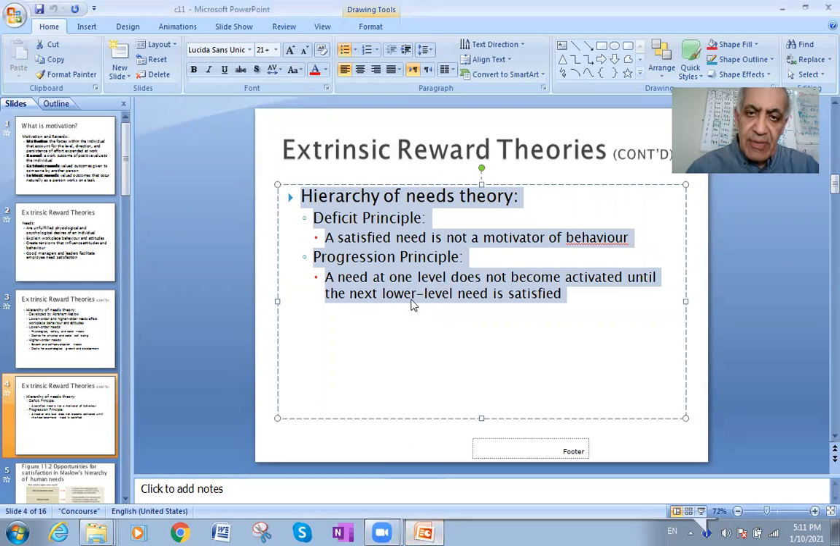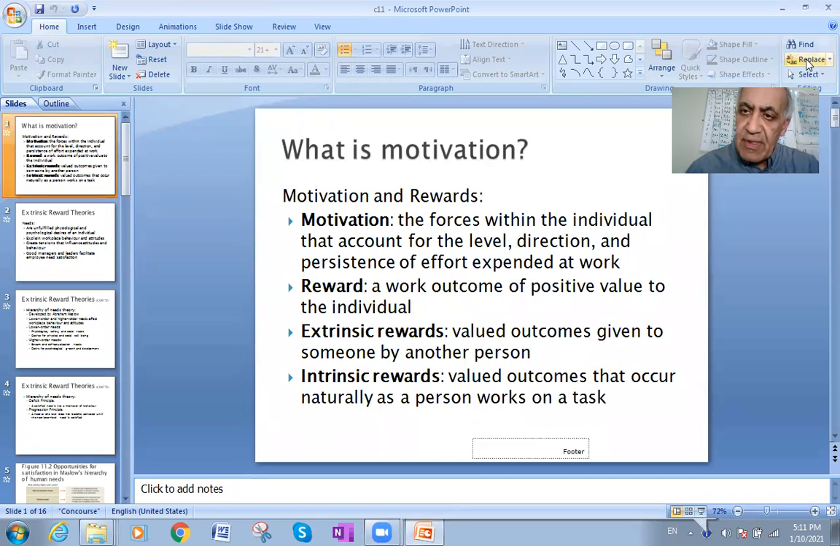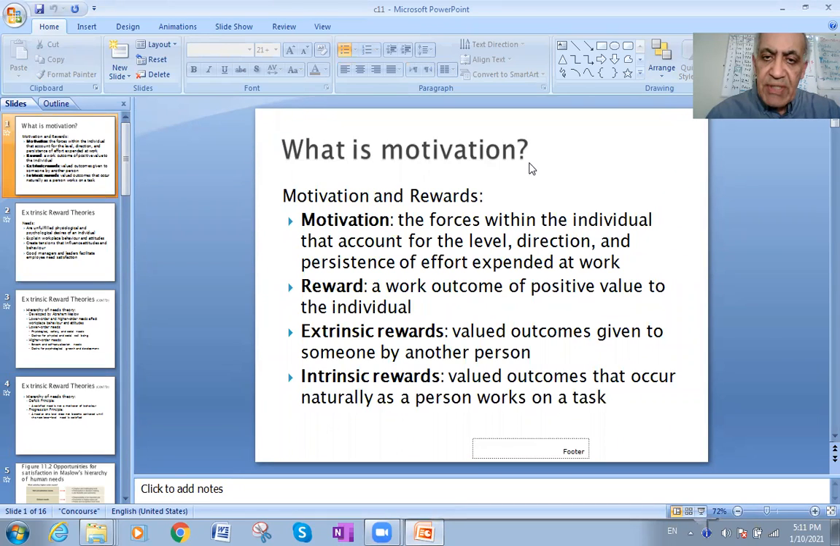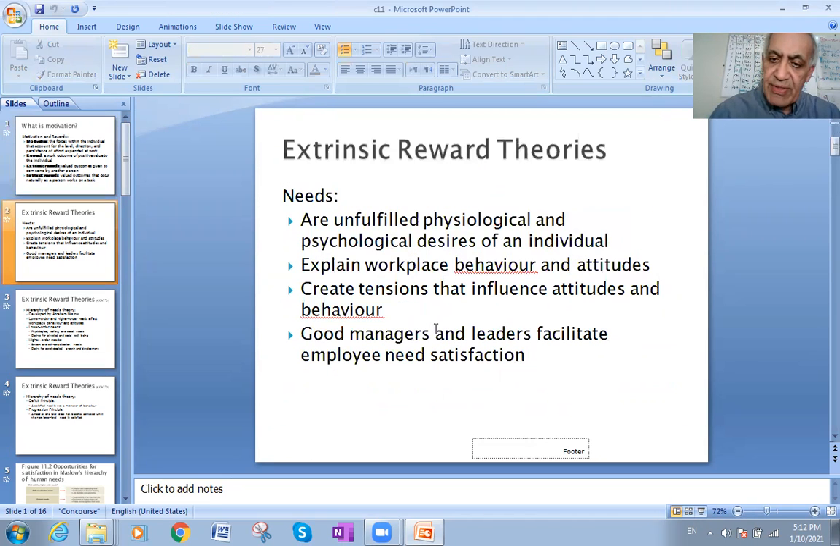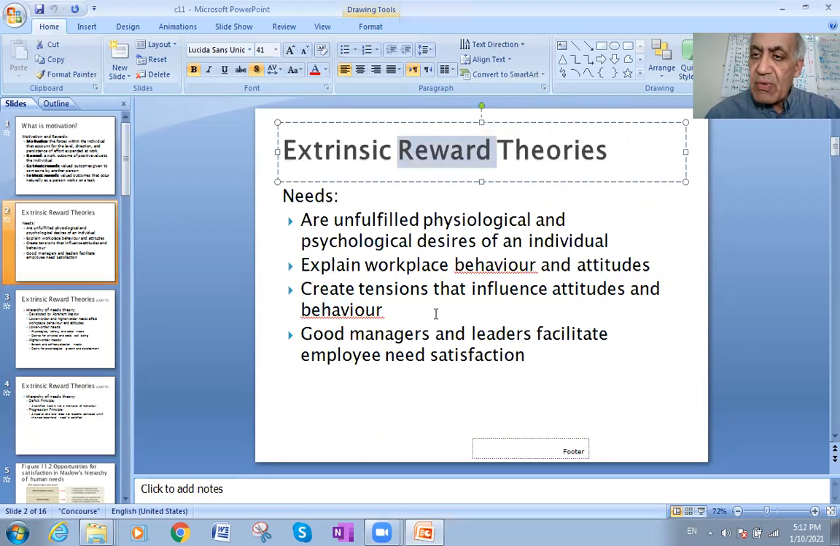This chapter is about the motives, and let me share the screen first so that we can work on it and understand what's going on. Okay, let me go from the start itself and see what we have here. So, what is motivation? Motivation is the forces within the individual that account for the level, direction, and persistence of effort expended at work. Reward is a work outcome of positive value to the individual as well. So those two things, motivation and rewards. We will talk about the reward theories.